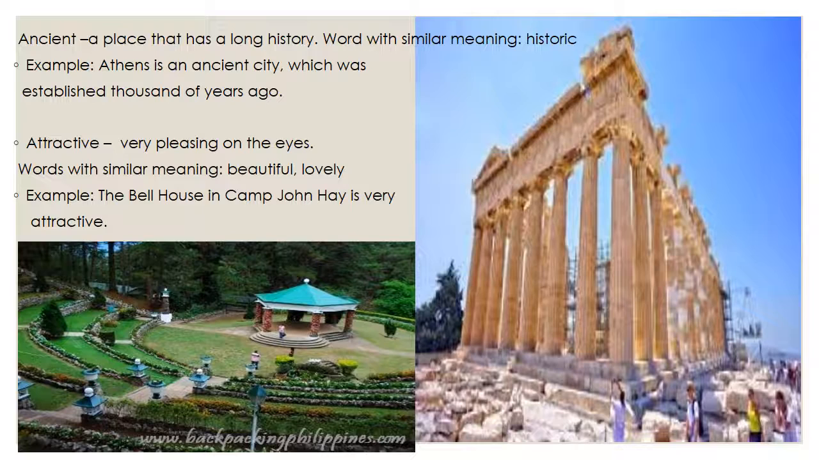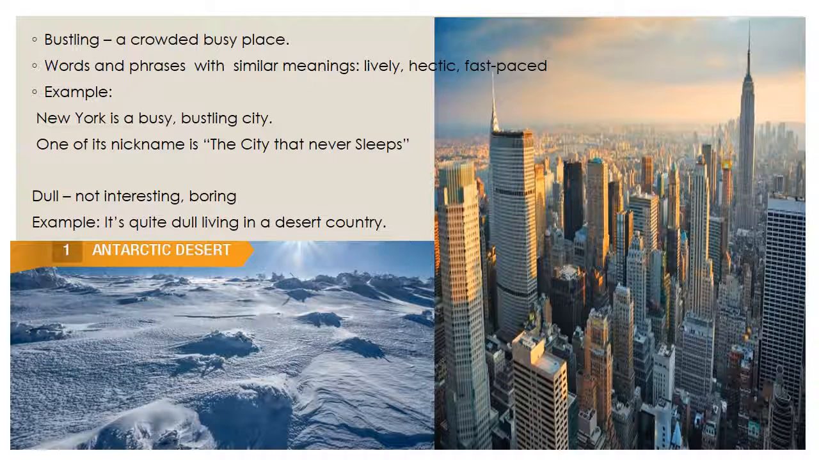The next word is attractive, which means very pleasing to the eyes. Words with similar meaning are beautiful and lovely. For example, the Bell House in Camp John Hay is very attractive. Another word is bustling, a crowded, busy place. Words and phrases with similar meanings are lively, hectic, fast-paced. For example, New York is a busy, bustling city. One of its nicknames is the city that never sleeps.